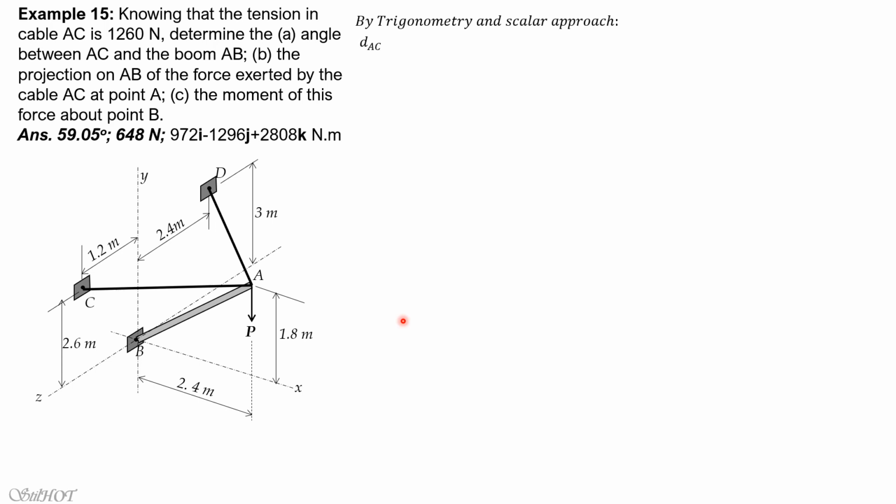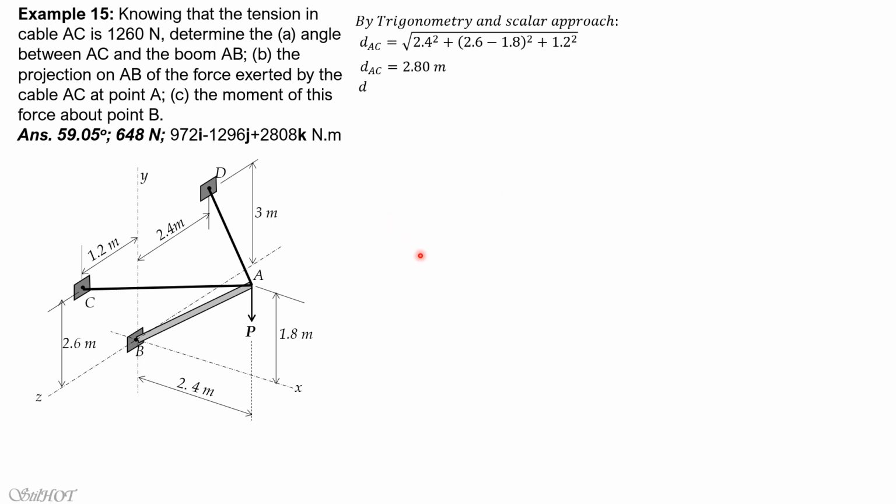So we have distance AC equals square root of 2.4 squared, because x is 2.4. Y is 0.8, because this is 2.6 above the horizontal plane and A is only 1.8 above the horizontal plane. So delta y is 2.6 minus 1.8. Plus delta z squared, which is 1.2. So move to the left 2.4, move upward by 0.8, and move forward by 1.2. These are the components of distance AC. So distance AC therefore is 2.8 meters.